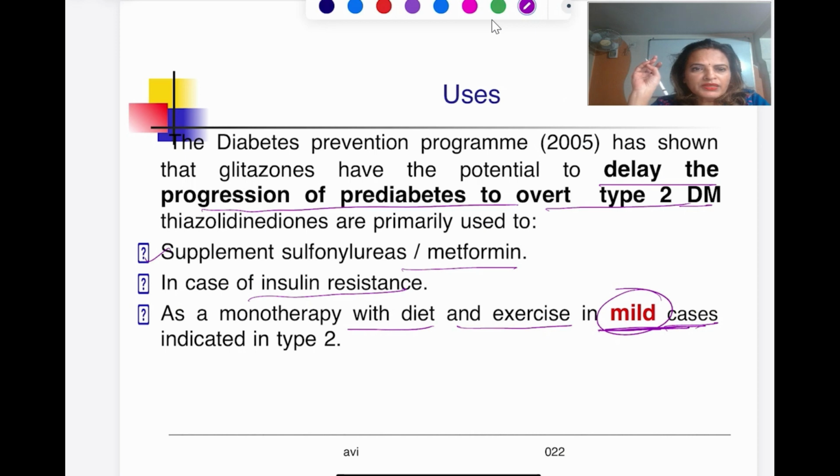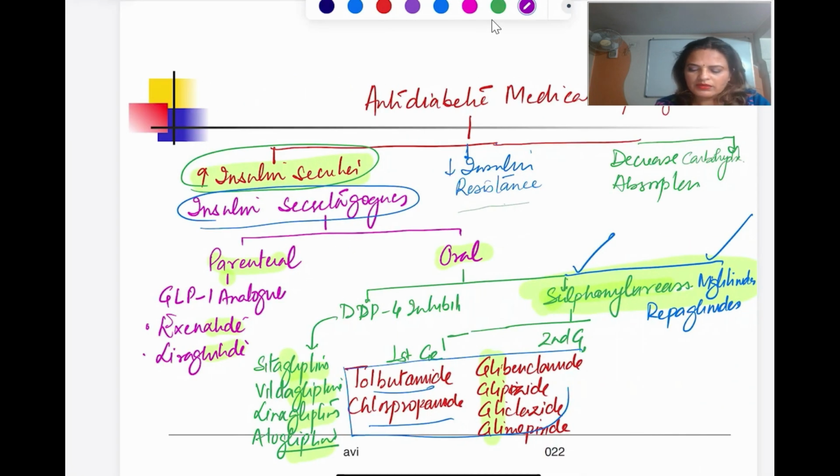One is metformin. They are also reversing the insulin resistance, and this drug is also going to reverse the insulin resistance. That is the main pathogenesis of type 2 diabetes mellitus. So this finishes the second group of drugs, which act by overcoming the insulin resistance.